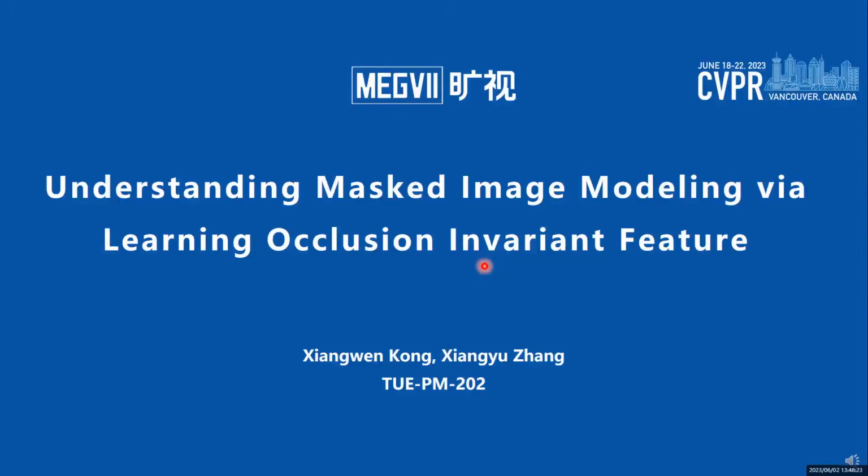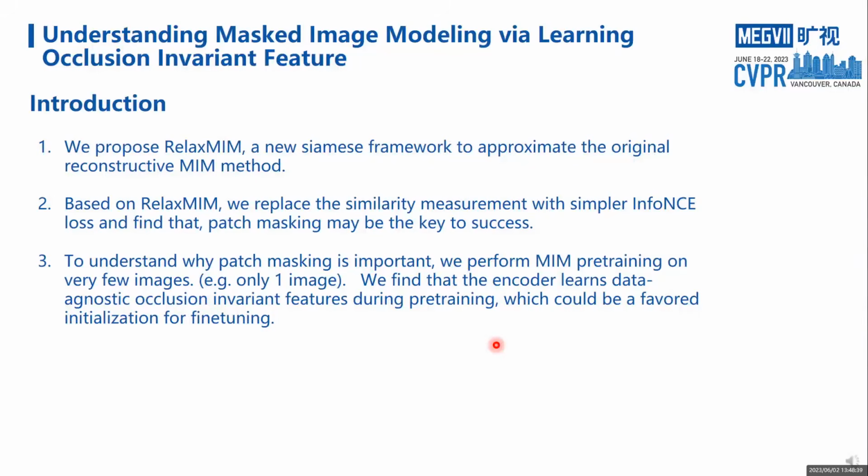Hello everyone, it's a pleasure for me to share the presentation about our paper, Understanding Masked Image Modeling While Learning Occlusion Invariant Feature. Here is the quick introduction. We propose relaxed MIM, a new Siamese framework to approximate the original reconstructive MIM method. Based on relaxed MIM, we replace the similarity measurement with simpler InfoNCE loss and found that patch masking may be the key to success. To understand why patch masking is important, we perform MIM pre-training on very few images, for example only 1 image. We hypothesize that the encoder learns data agnostic occlusion invariant features during pre-training.